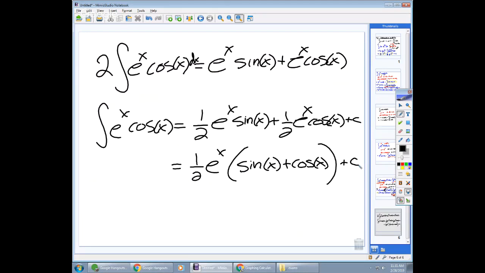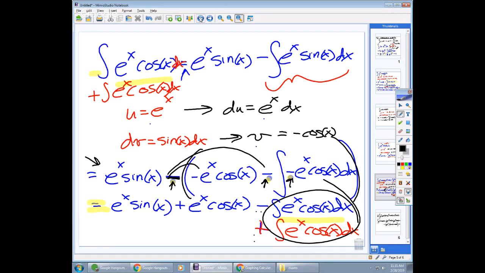And that's about the hardest integration part, where you do it a couple of times and you realize, oh, I just made a cycle. Now, notice something about the way I did this. I was consistent in my choice of u.